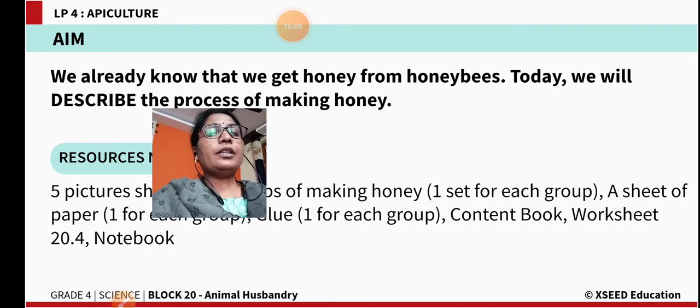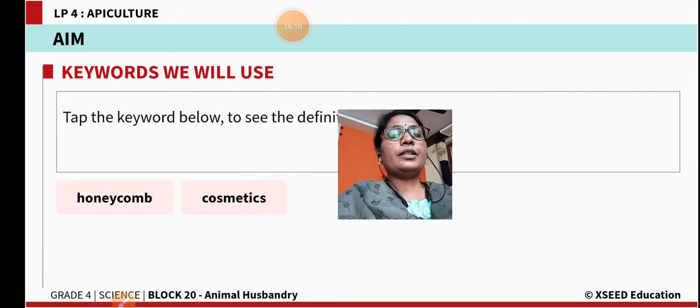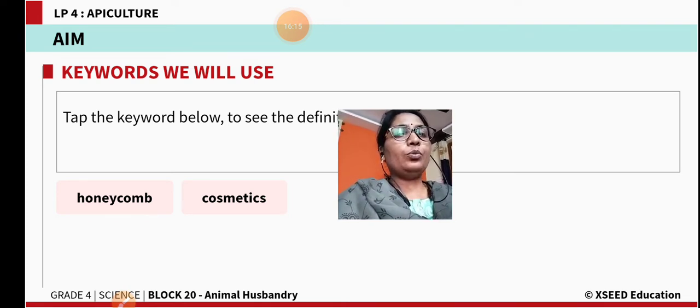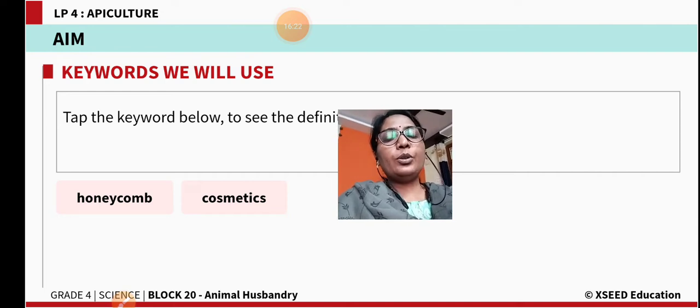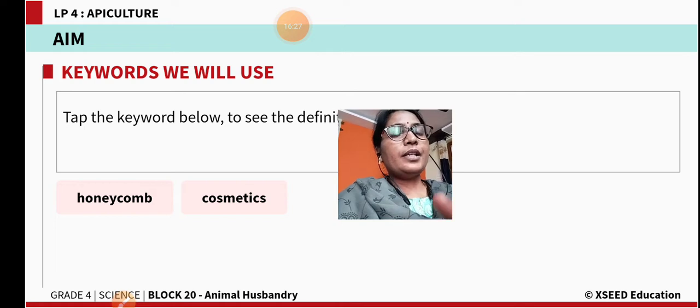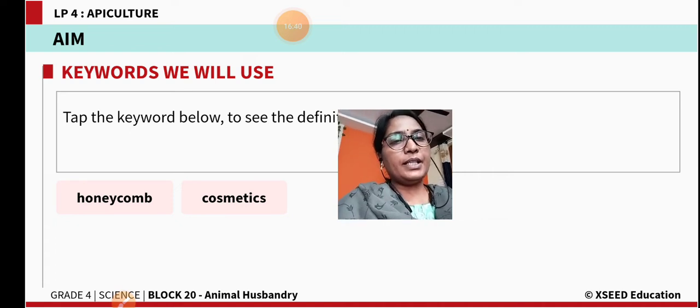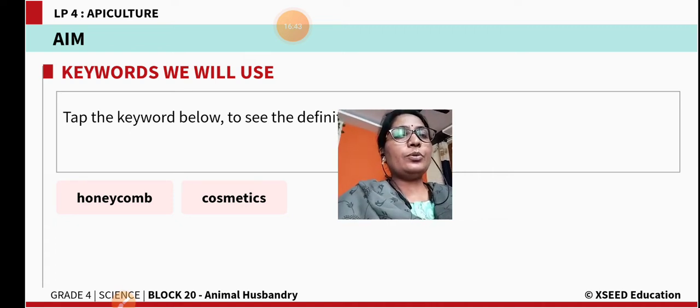So here I'll show you some pictures. You have to identify which picture may come first, so you should arrange these pictures in the correct order. Here you will read honeycomb and cosmetics. Cosmetics means your soaps, creams, and body lotions. Those are all made from the wax from the honeycomb. Honeycomb is made by the honeybees. That's so interesting to understand.